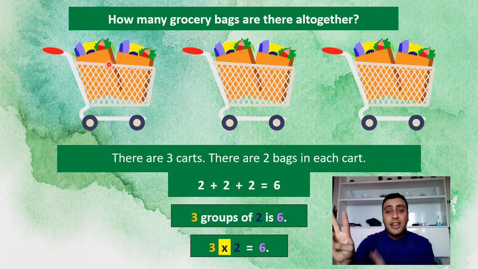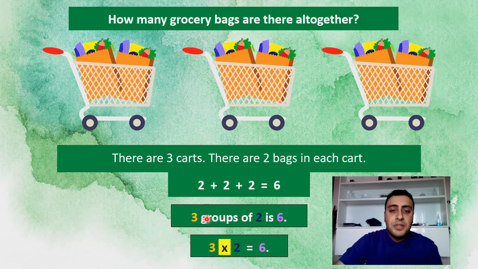Again, when it's the same group, 2, 2, 2, we can use multiplication. So, first question, how many groups? 3 groups. See, 1 group, 2 groups, 3 groups. Now, how many are there in each group? 2. So, 3 groups of 2 equals to 6. So, let's read the multiplication sum together. 3 times 2 equals 6.